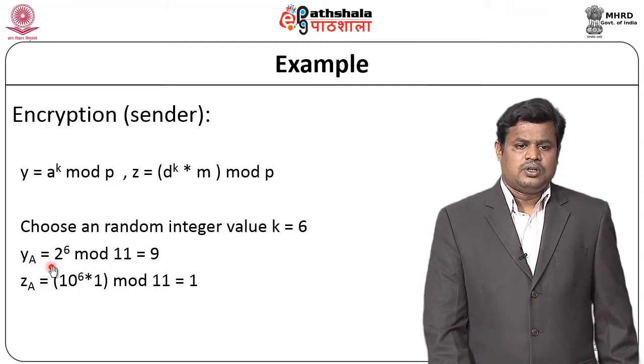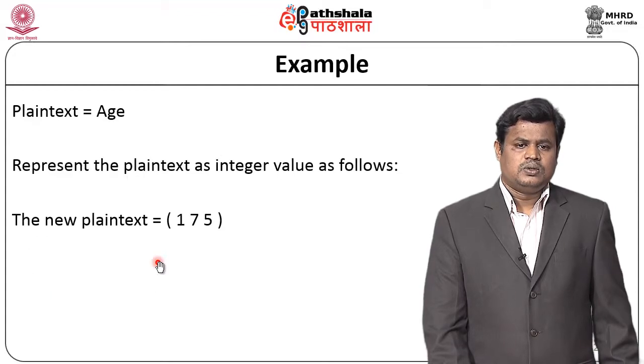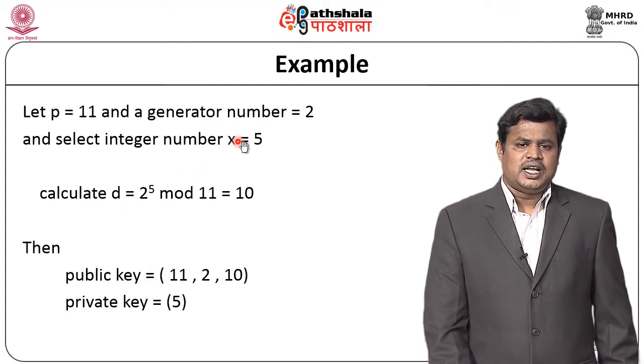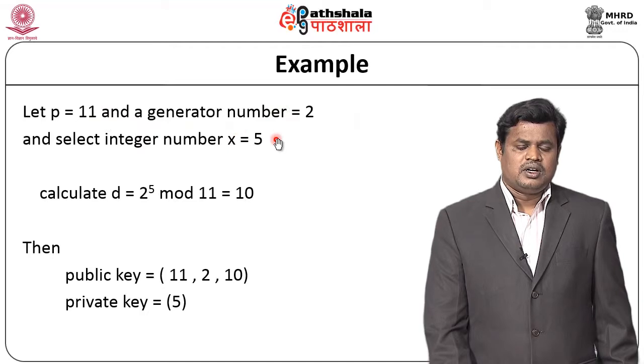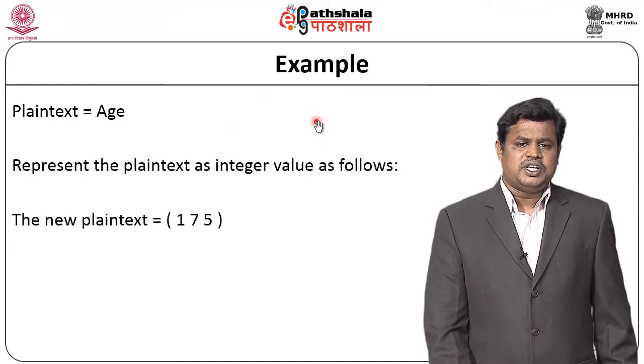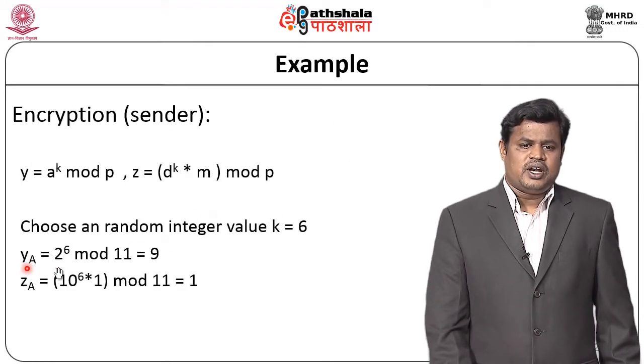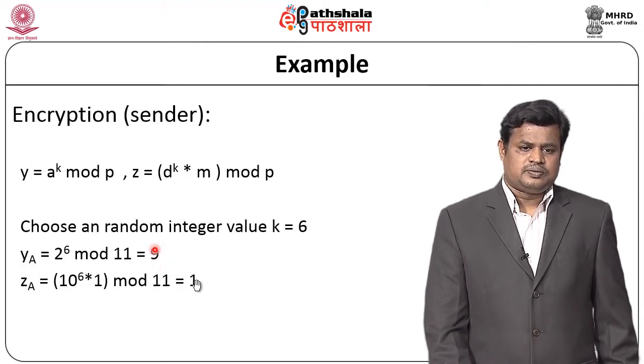that is 2 power 6 mod 11. What is that 2? 2 is the generator number. So now we can understand the need for this generator. We already know that in cryptography we always choose large prime numbers, but in this ElGamal we have one additional number, a generator, unlike in RSA. So now we can see that during the encryption process C1 is selected as 9.